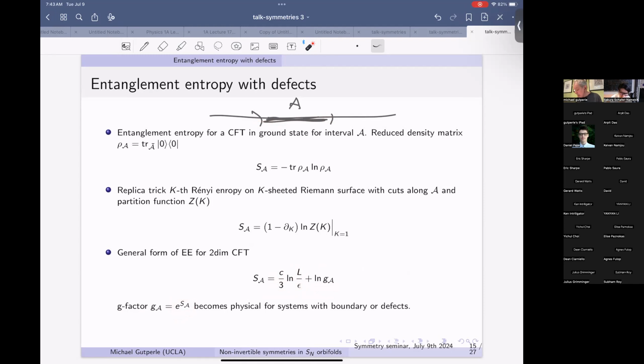Now, in the case of a system without a boundary or a defect, this wouldn't be physical, because it can just be absorbed into rescaling of the cutoff. But for systems with boundaries or defects, the g factor is physical, and it will usually be interpreted as telling us something about the complexity, or the number of degrees of freedom, on the defect or the boundary.